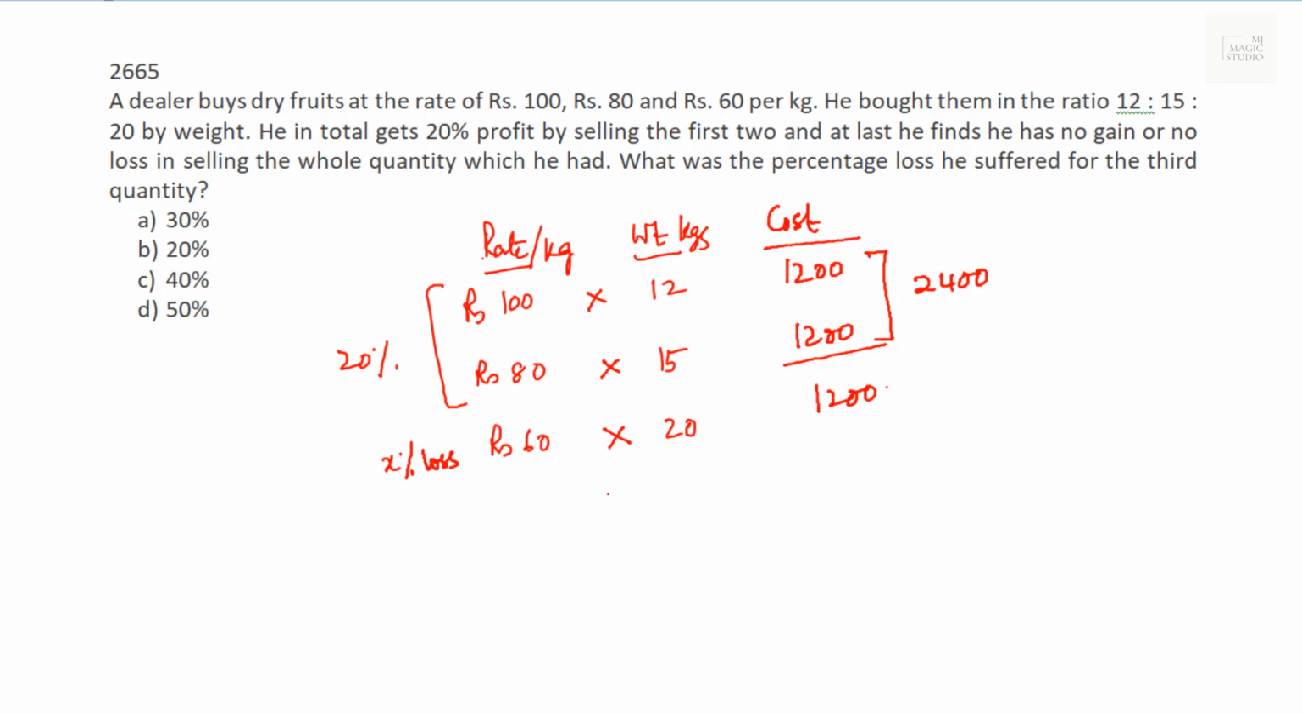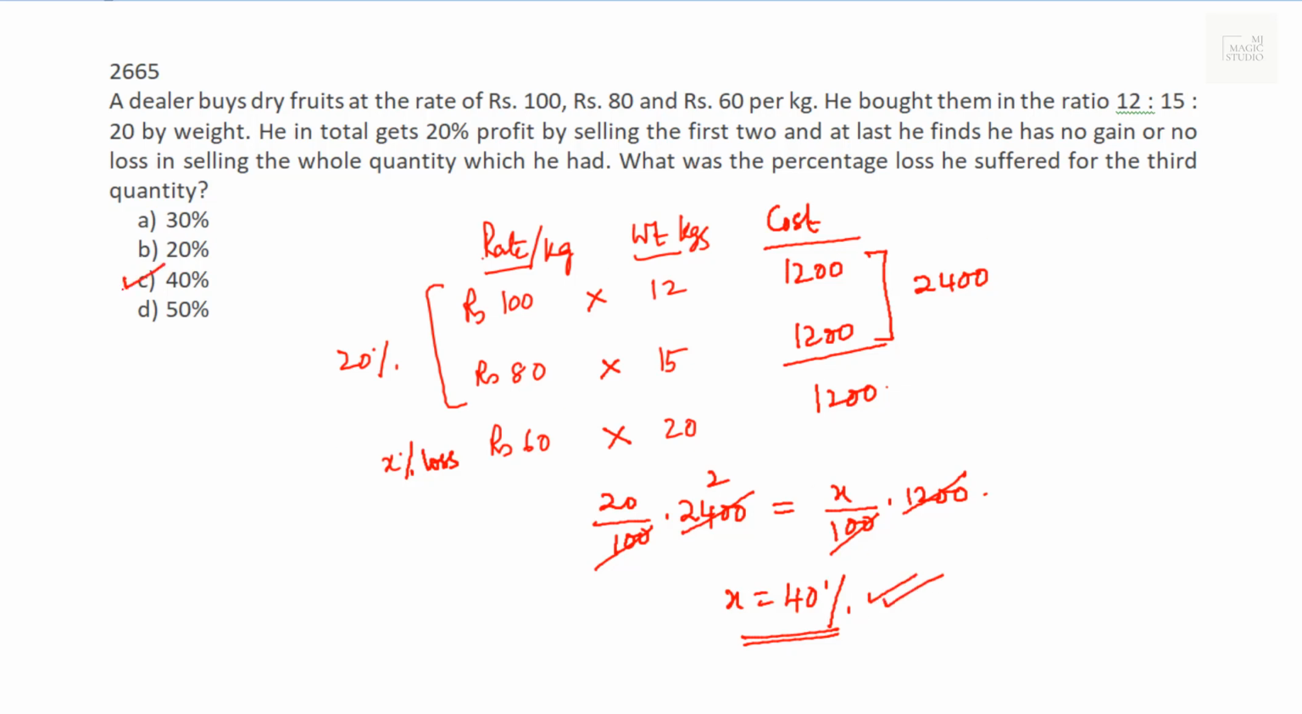Now according to the question, it can be said that 20% of 2400 is same as x% of 1200, x% loss. So this gives x equals 40. That means the percentage loss he suffered from the third quantity is 40%. Option C fits in.